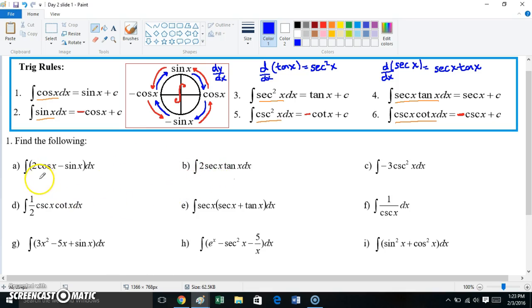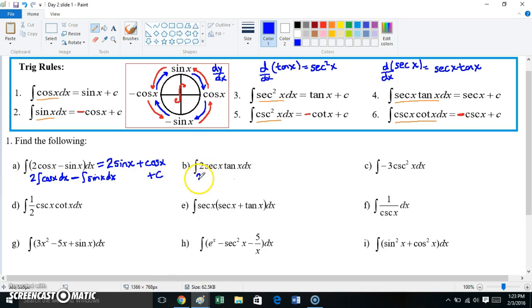Okay, so we're going to take a look at using these trig rules for antiderivatives, and we're going to find some integrals. So the integral of 2 cosine x minus sine of x. The integral of 2 cosine x is the same as 2 times the integral of cosine of x minus the integral of sine of x. So remember, we can break this up. You don't have to, but you can. The integral of cosine of x is sine of x, so we're going to get 2 sine of x. The integral of sine of x is negative cosine of x. That negative with the negative that's already here is going to become a positive cosine of x plus c.